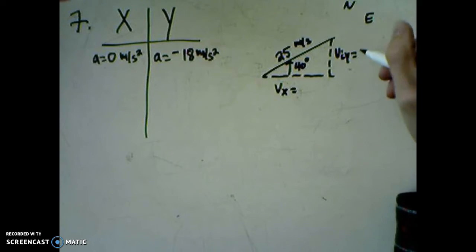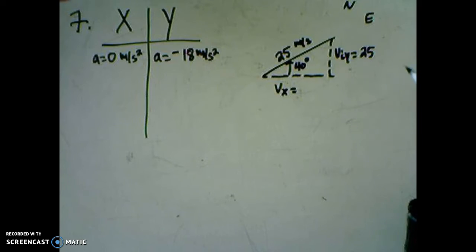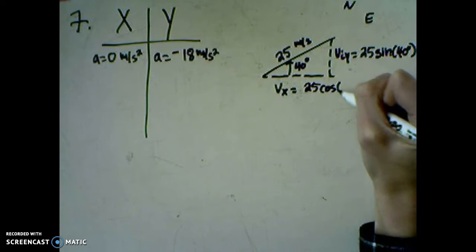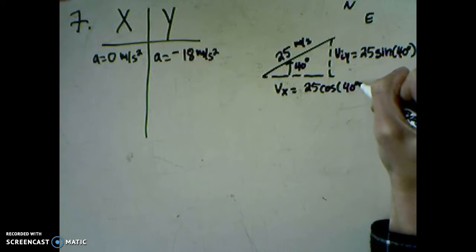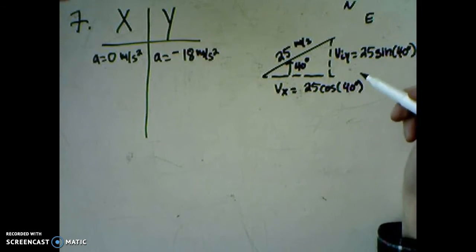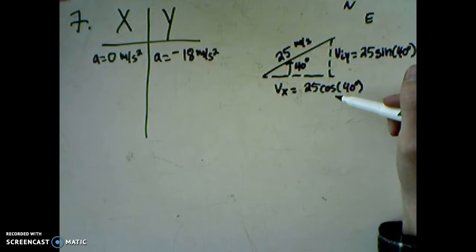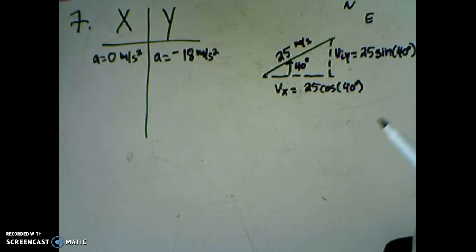So the first thing I'm going to do is figure out what the y component is by doing my hypotenuse of 25 times the sine of 40 degrees. And my x component will be 25 times the cosine of 40 degrees. Again, if you're confused as to why we're using sine or cosine, in particular for each one, or why we set it up the way we have with the hypotenuse, then make sure to get some help in tutoring there.